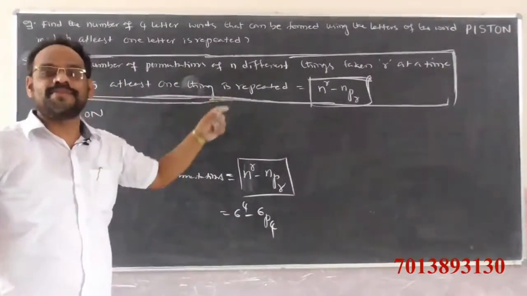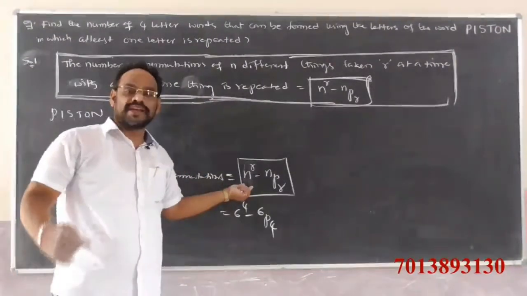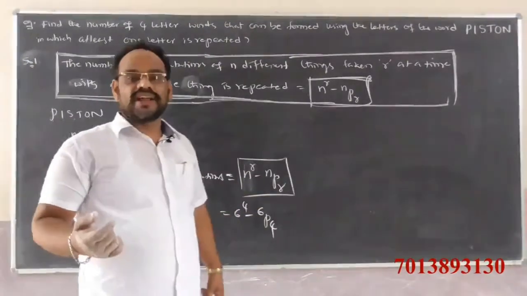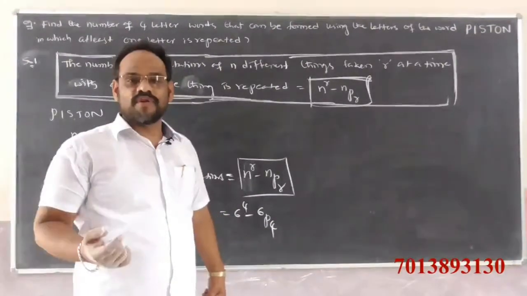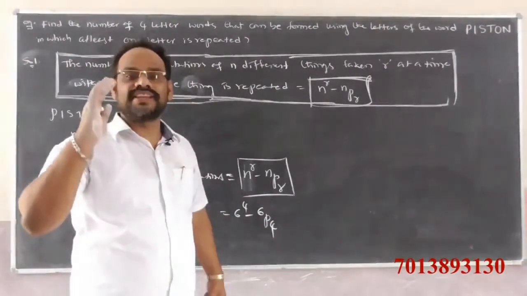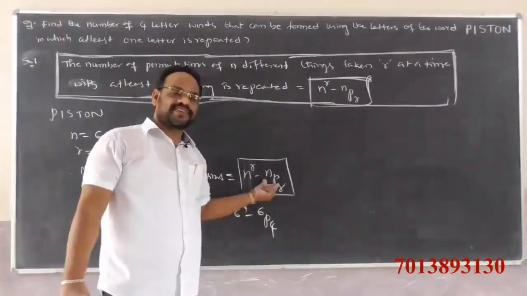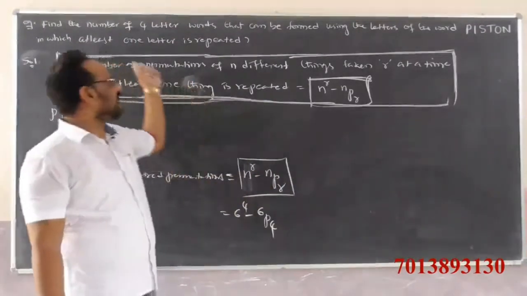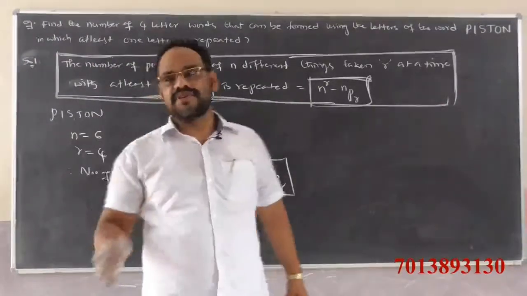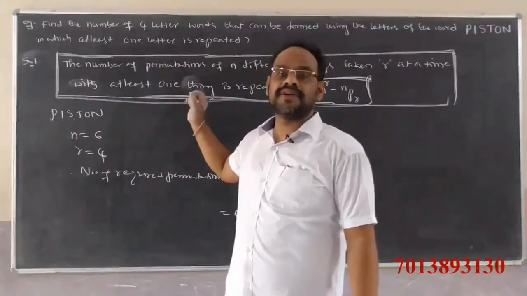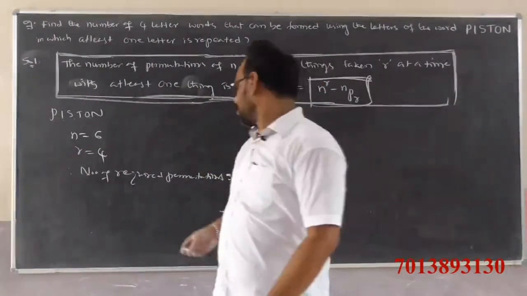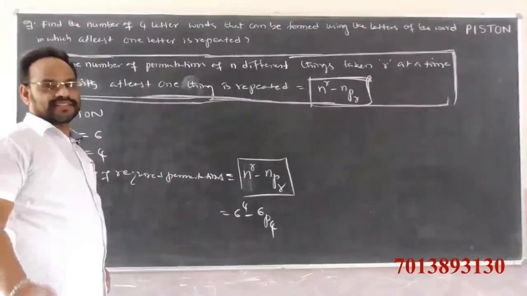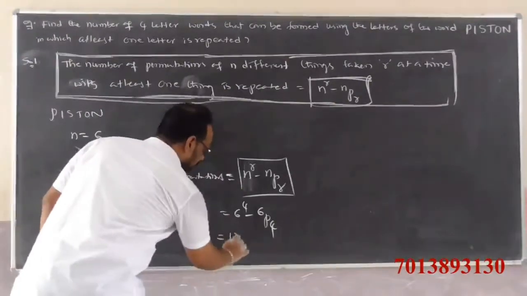At least one letter is repeated means: total words, if the repetition is allowed, total number of ways is n power r. nPr is the total number of ways of arranging the four-letter words with repetition not allowed. If you subtract the repetition-not-allowed count from the repetition-allowed count, we get at least one letter repeated. That is n power r minus nPr. So we have 6 power 4 minus 6P4. 6 power 4 is 6 times 6 is 36, 36 times 6 is 216, 216 times 6 is 1296.